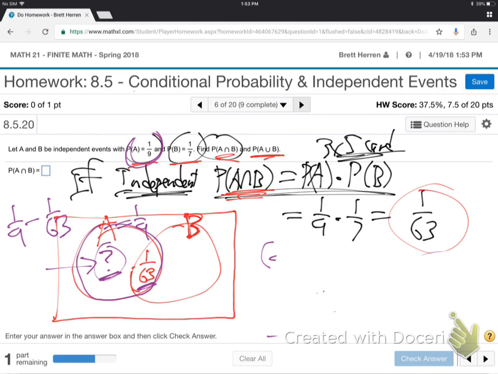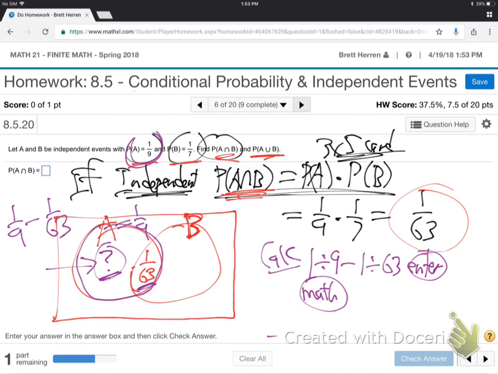So on the calculator, let me write it here. On the calculator, go 1 divided by 9 minus 1 divided by 63. Hit enter, you get this answer. And then you hit the math button on the left and hit enter because it says change to fraction. That's what will come on the screen. You go, yes, please, and hit enter, and you get 2/21. Did you get that? 2/21 out there. Y'all tracking with me?